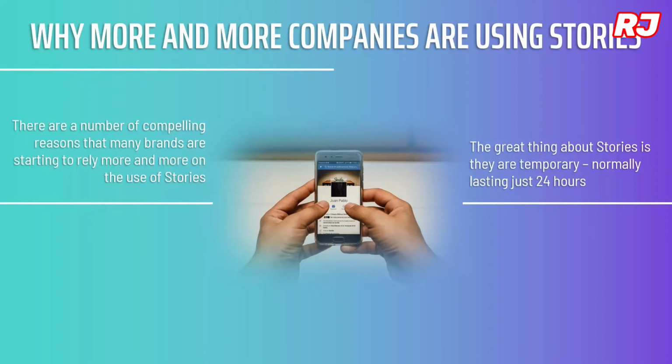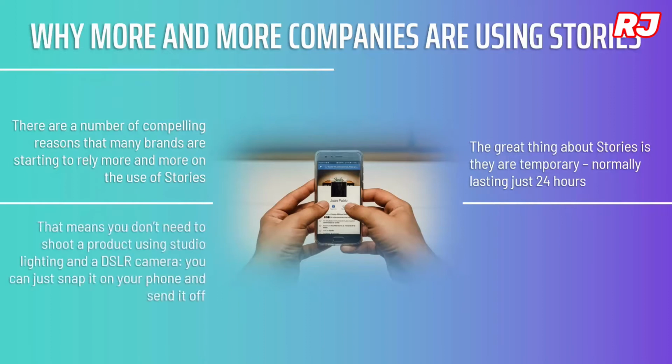The great thing about stories is that they are temporary, normally lasting just 24 hours. That means that they don't leave a lasting impression on your page, feed, or account. That gives them a much more personal and off-the-cuff feel that customers and fans really dig, but it also means they can afford to be a little less polished and tailored. That means you don't need to shoot a product using studio lighting and a DSLR camera. You can just snap it on your phone and send it off. For businesses, this can be seen as a revelation.